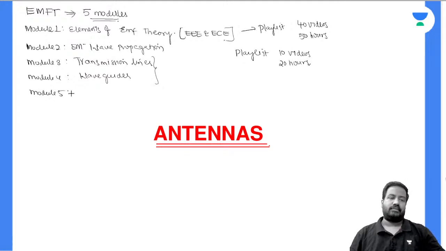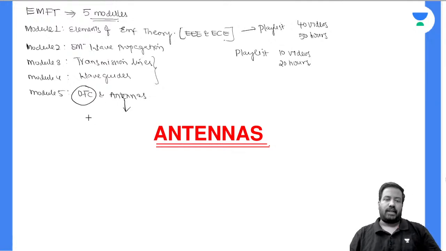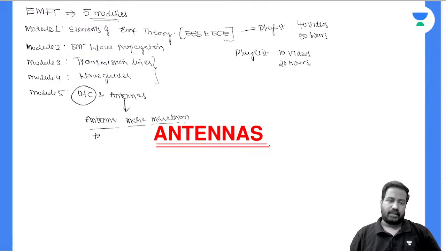Module 5 is optical fiber communication and antennas. Optical fiber communication I'll deal with separately. Antennas are covered in one more playlist, the series Antennas Maha Marathon series. This playlist has 18 videos and 38 hours of content.